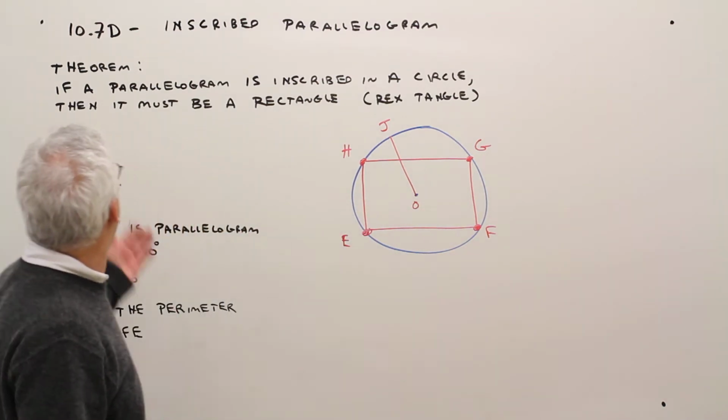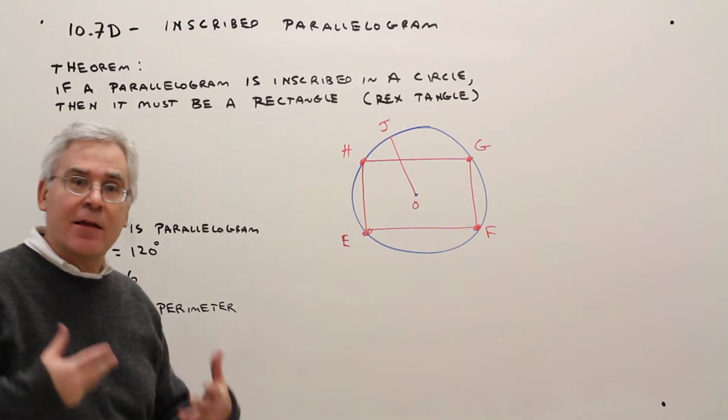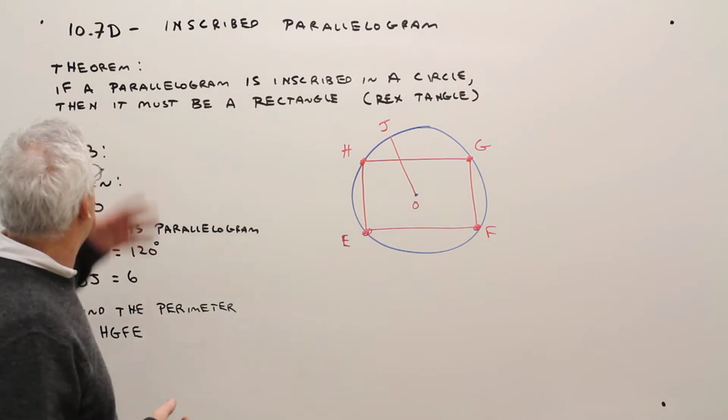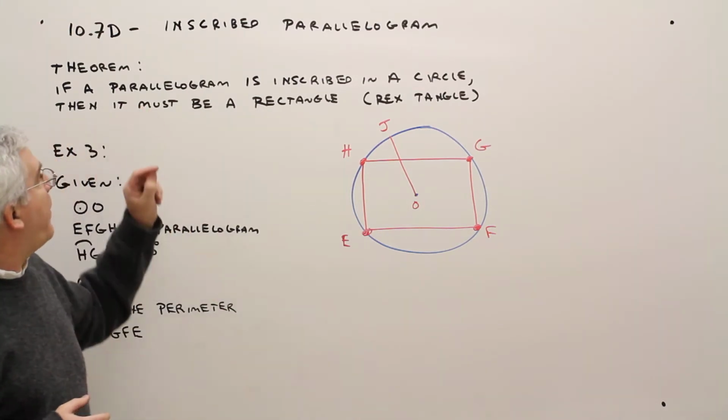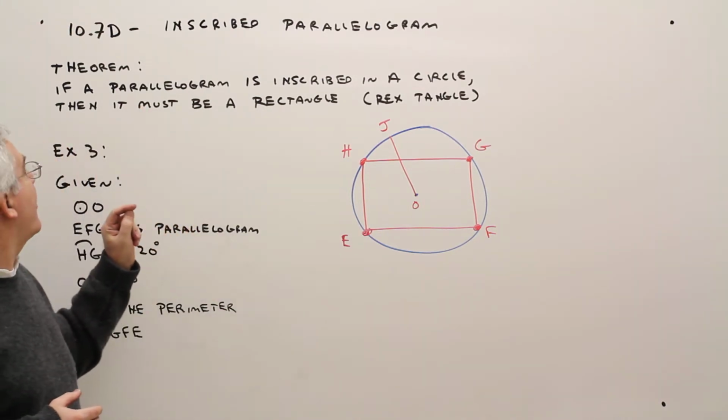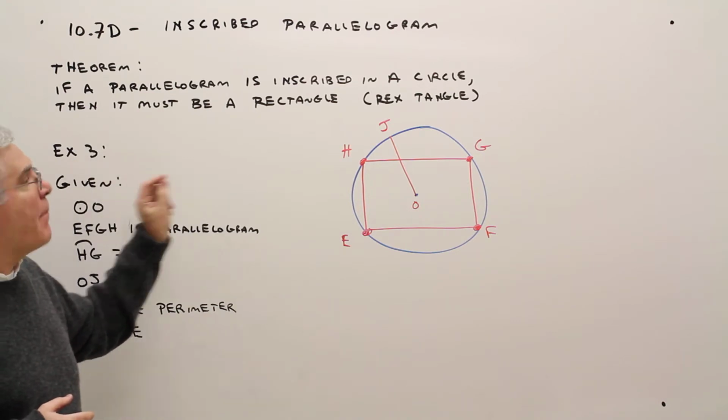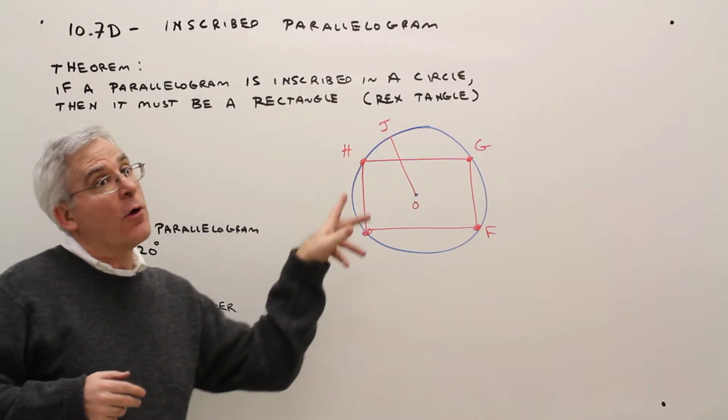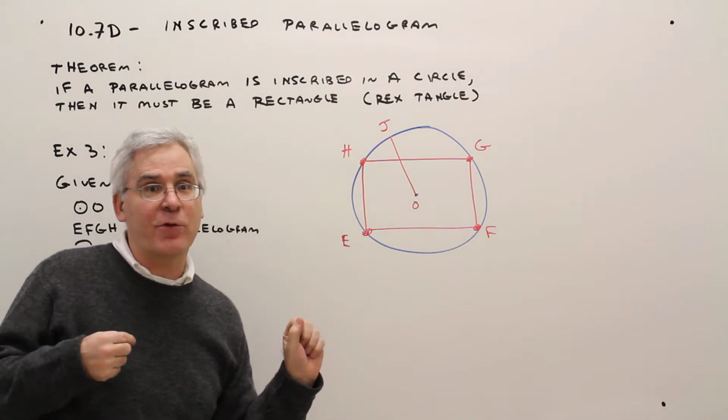Welcome to video 10.7d, Inscribed Parallelograms. So here's the theorem. If a parallelogram is inscribed in a circle, then that parallelogram must be a rectangle.